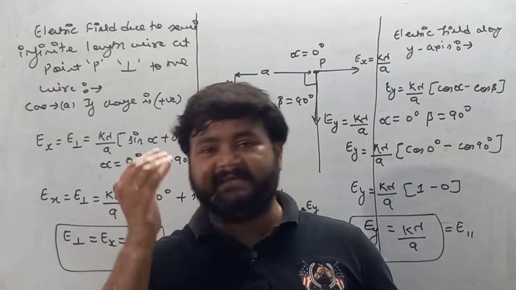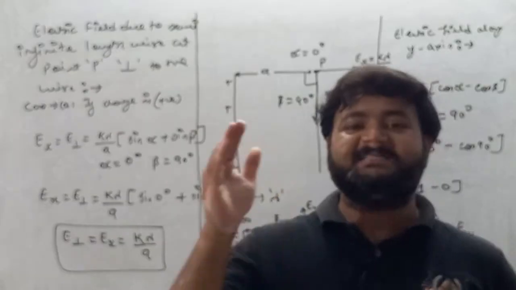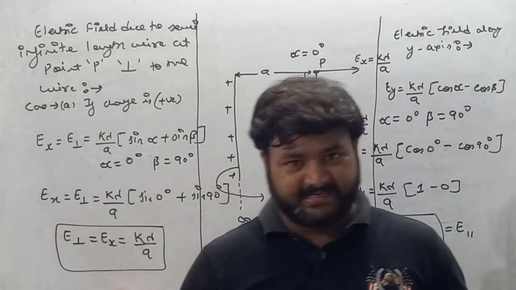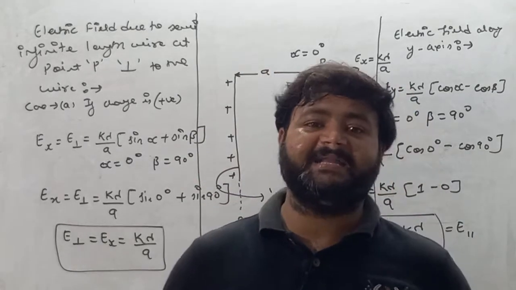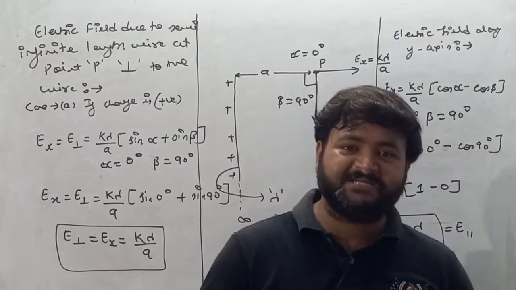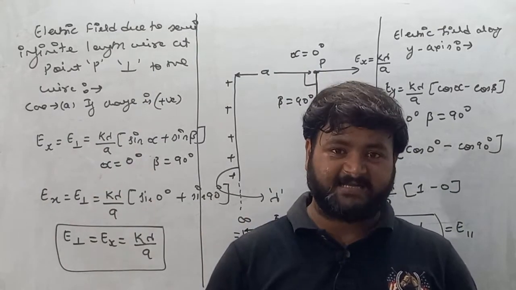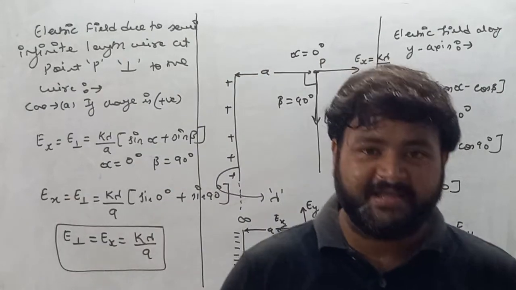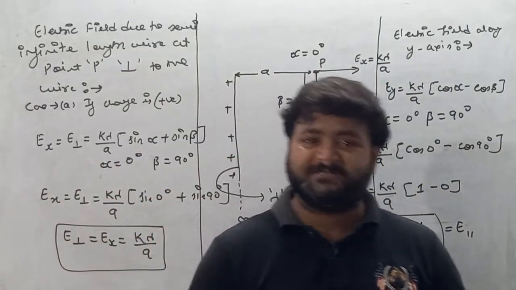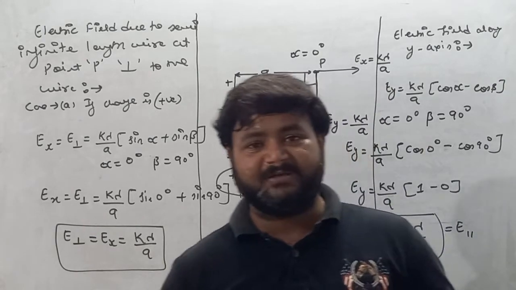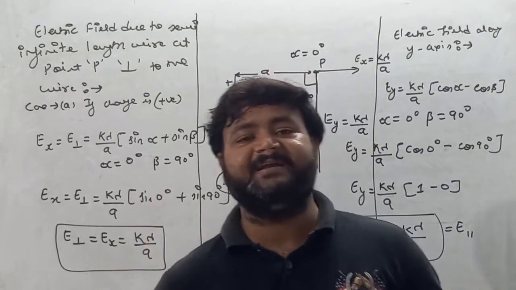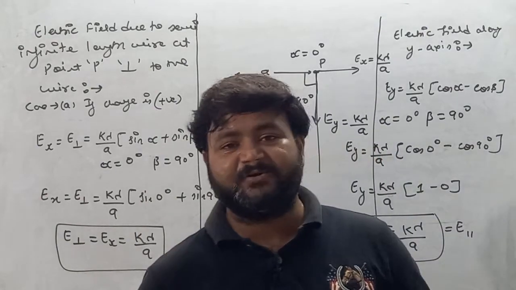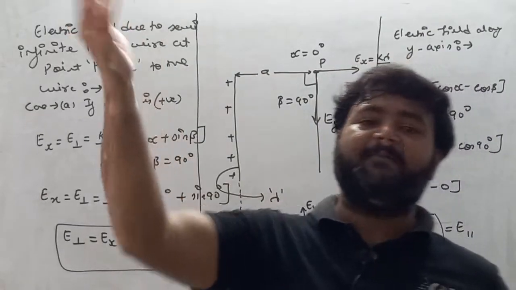So the formula is k lambda by A times (sin alpha plus sin beta), which is electric field along x-axis. If wire carries positive charge, then the direction of electric field is away from the charge. And electric field along y-axis is k lambda by A times (cos alpha minus cos beta). Again, if charge is positive, then the direction of electric field along y-axis is below point P, and if charge on wire is negative, it is above the charge.